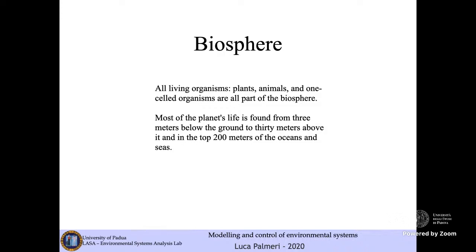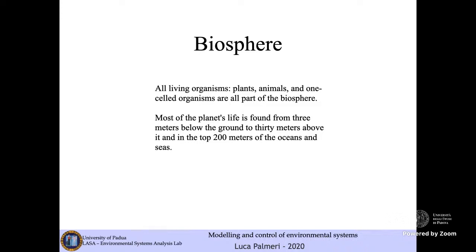The biosphere finally includes all living organisms like plants, animals, and one-celled organisms, which are all part of these living processes. Most of the planet life is found from 3 meters below the ground to 30 meters above it, and in the top 200 meters in the ocean and sea. So this is to say that most of the living forms are found in this portion of the space around the surface of our planet.